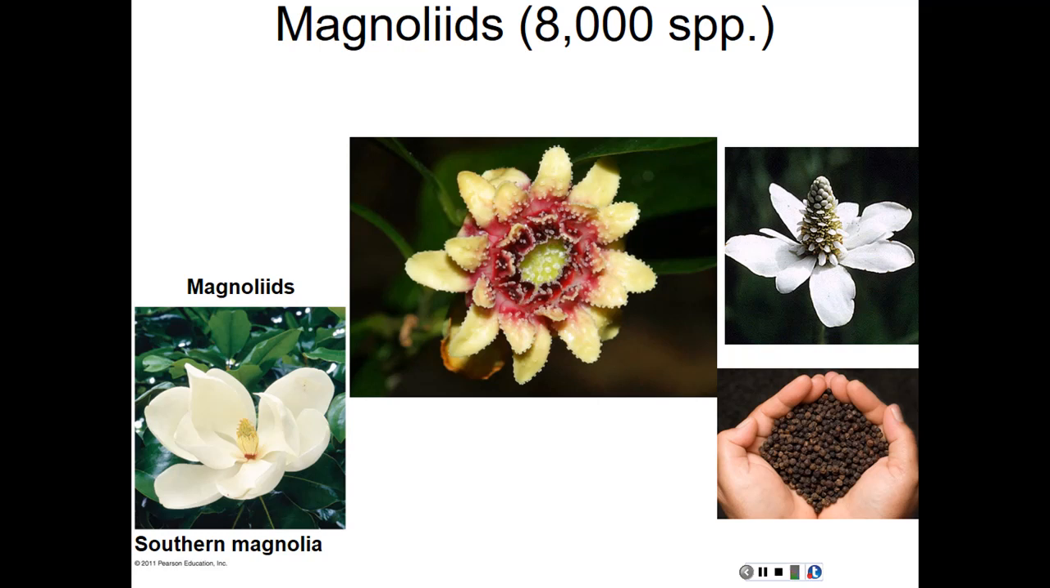So we have in this group, of course, the magnolias that we all know and love, also laurels, also black peppers, cinnamon, and avocados. So lots of interesting things. These do share some characteristics with the basal angiosperms, but are considered more closely related to monocots and eudicots.